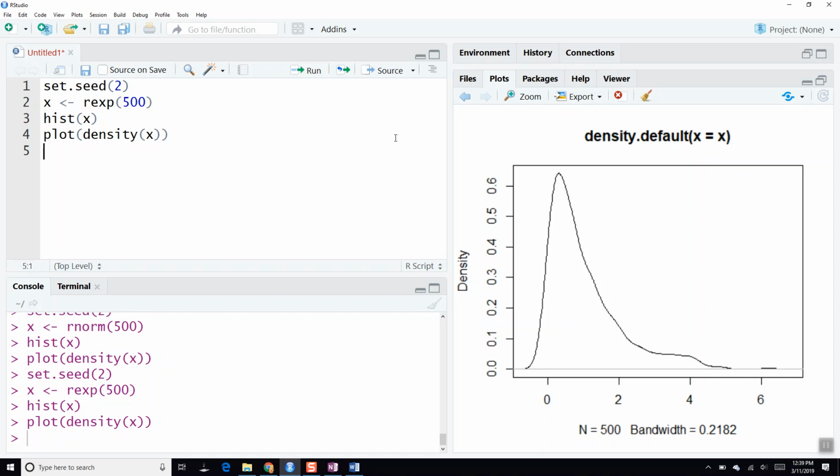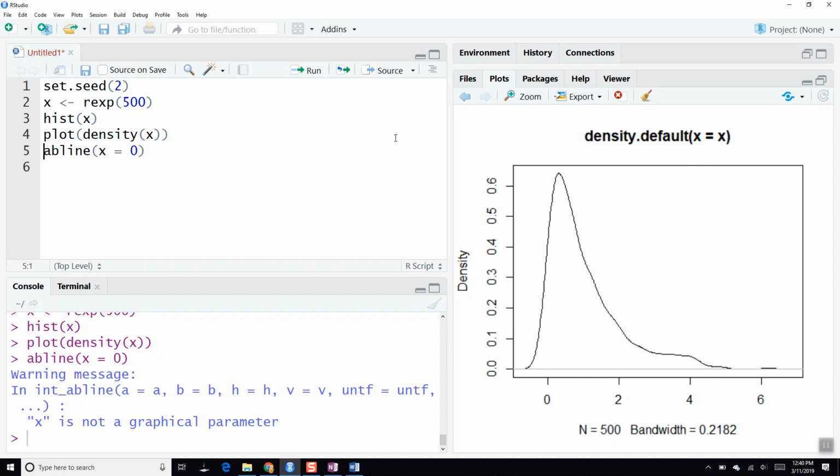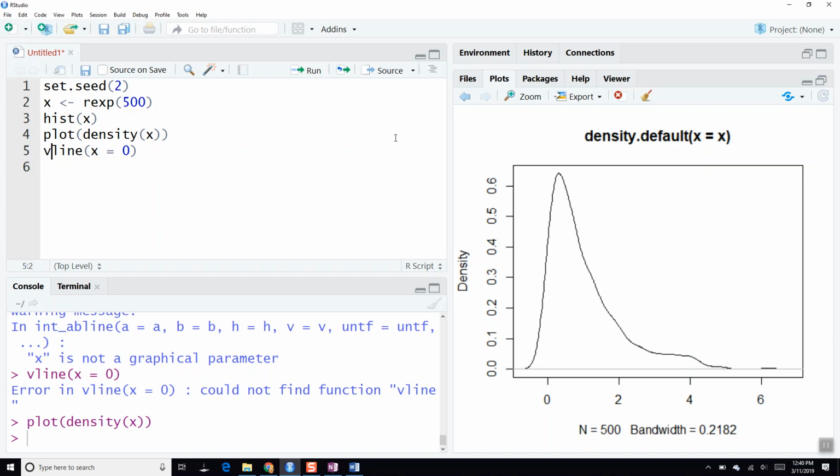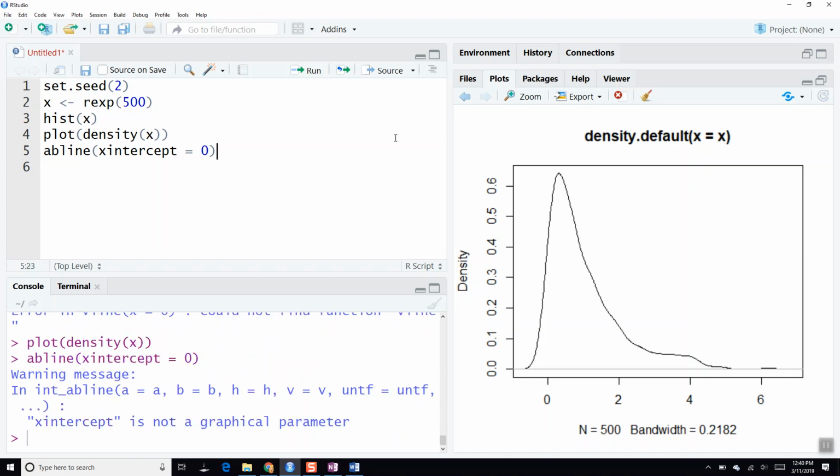So I could add abline, what is it? x equals 0. Does that work? No. vline? How do I add a vertical line? Nah, never mind. Okay. Huh? Plot an abline. X-intercept? Nah. All right, whatever. Okay. Just imagine a vertical line at 0. Okay.